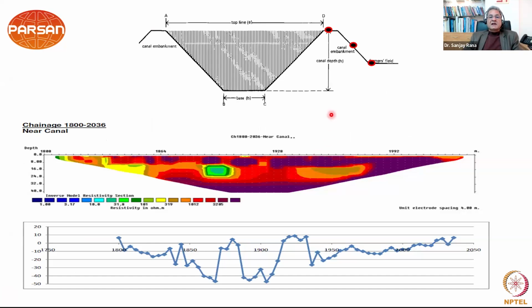So this is, for example, the canal. Here we do multiple lines of ERI and SP, and we are able to see the bad zone, or the zone of low resistivity, which means there is more water concentration there, and corresponding SP development, which gives very good information about the seepage path.